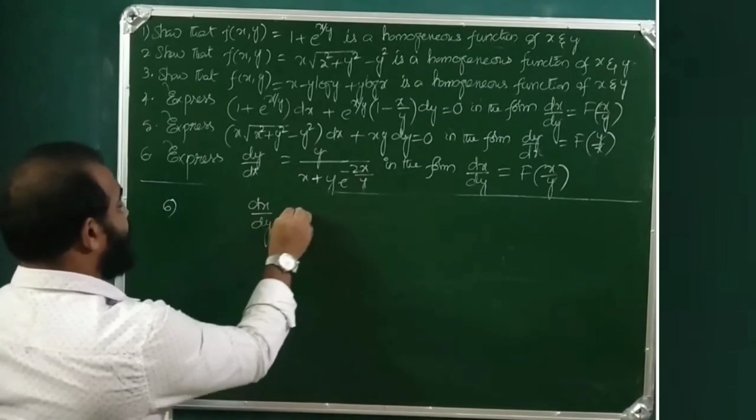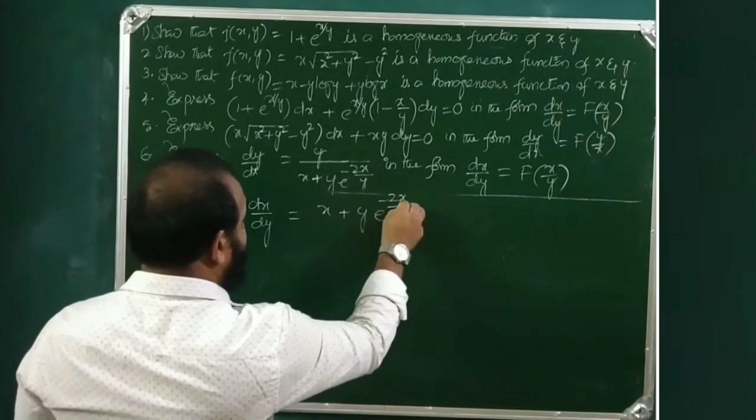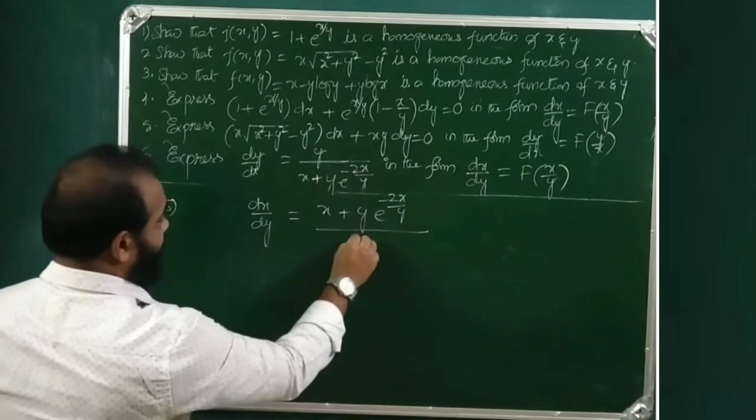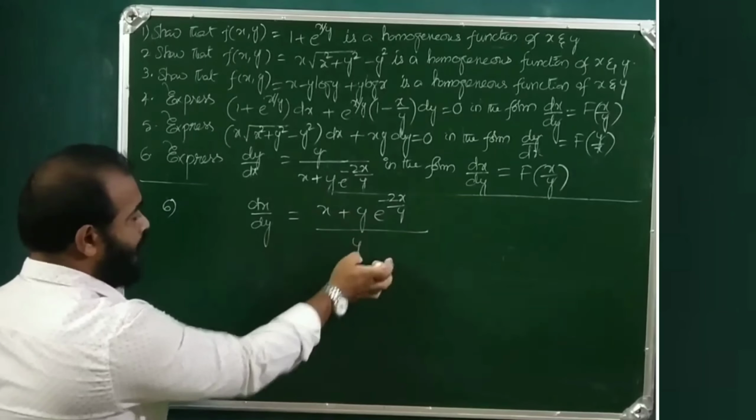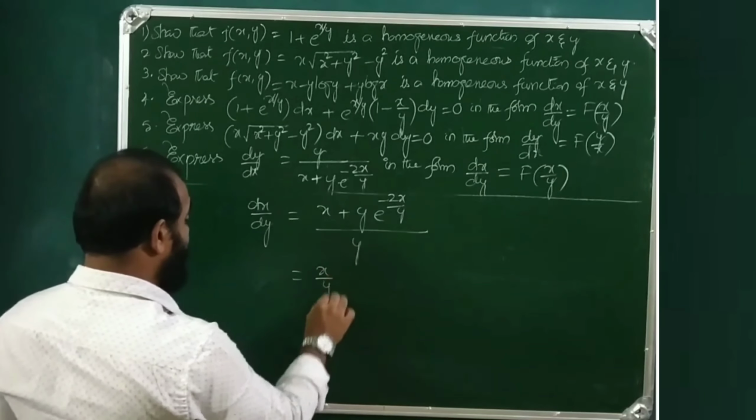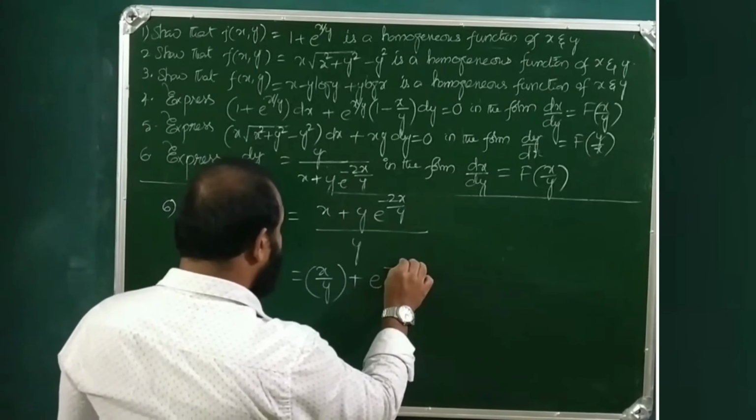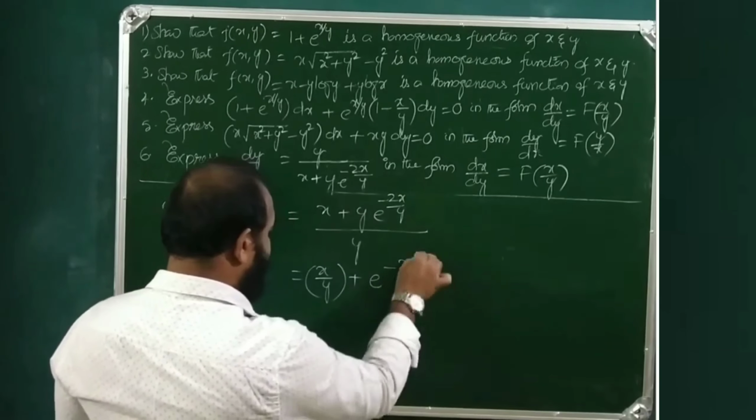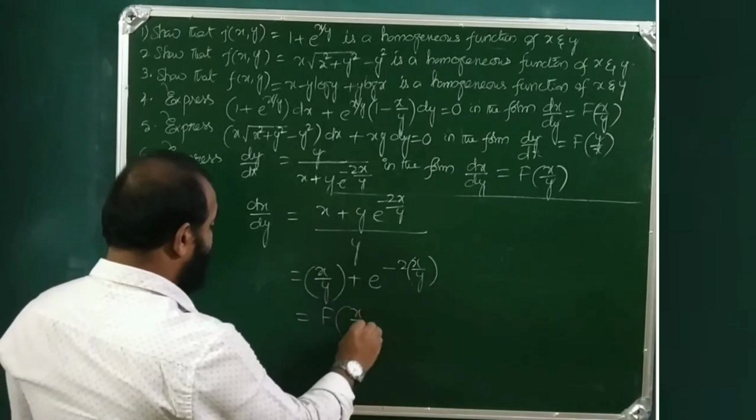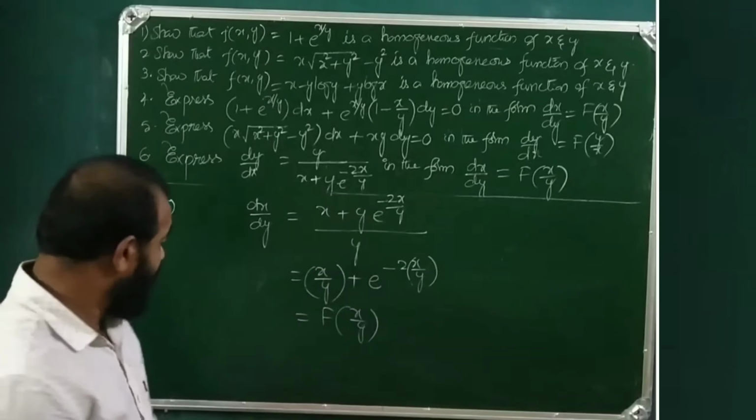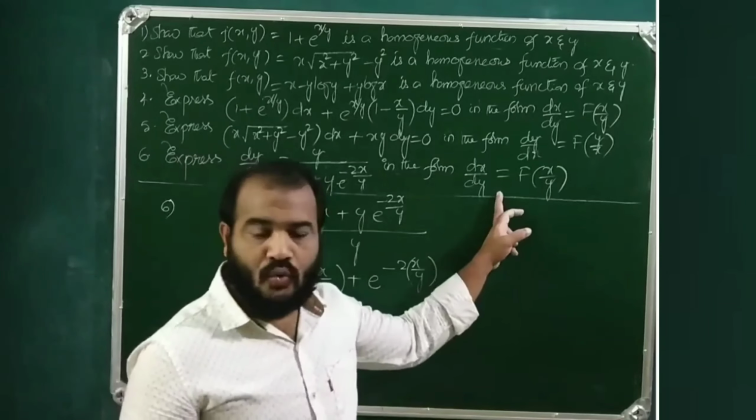Dx by dy equals to (x plus y) into e power minus 2x by y, by y. Now this is a plus b by c, a by c plus b by c. So this is x by y plus y by y gets cancelled, into e power minus 2x by y. So this is x by y and this is also x by y. Therefore this is simply f of x by y, a function of x by y. That's it. Dx by dy equals to, that's what we are required to show.